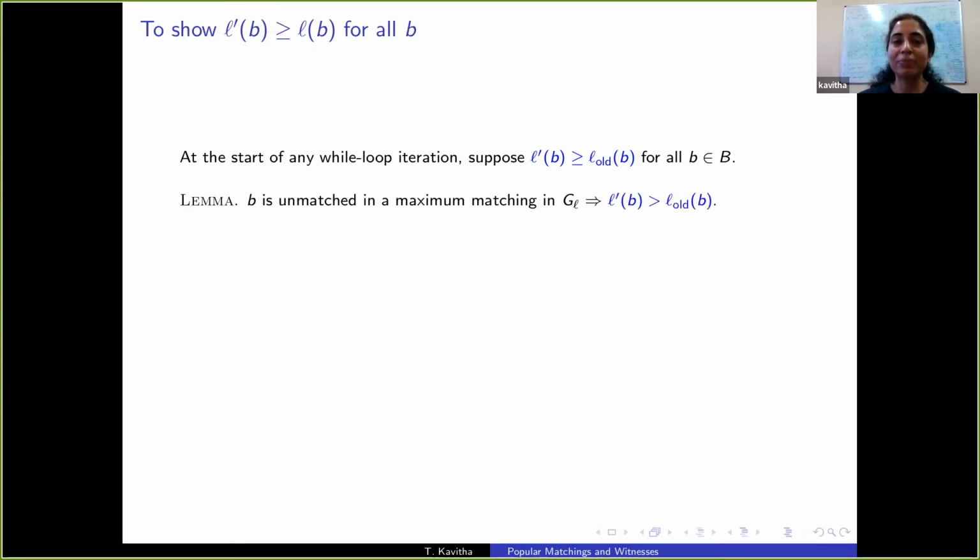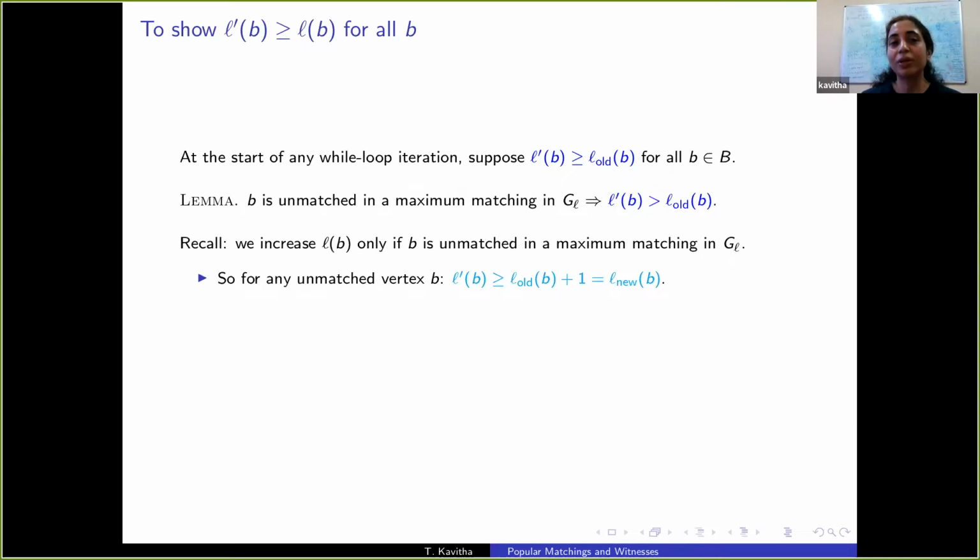So the technical lemma is that if an object B is unmatched in a maximum matching in G sub L, then in fact, this inequality is strict. It is the case that L prime B is strictly larger than L old B. So if you recall, we increase the level of an object only if it's unmatched in a maximum matching in G sub L.